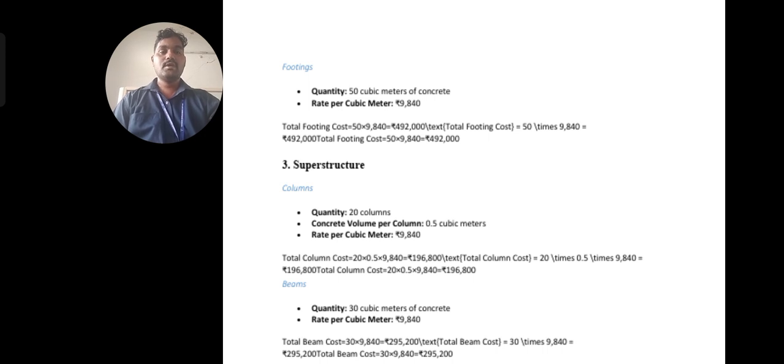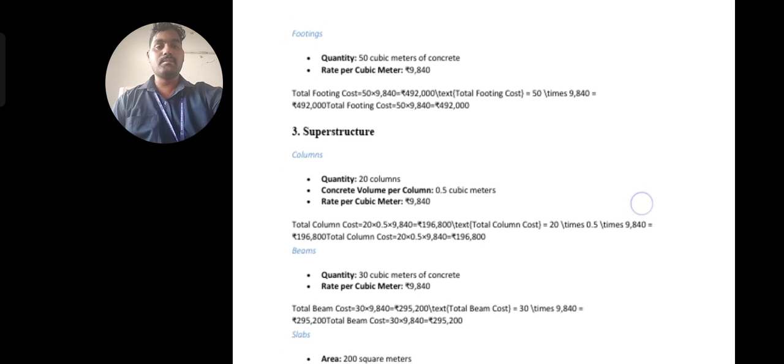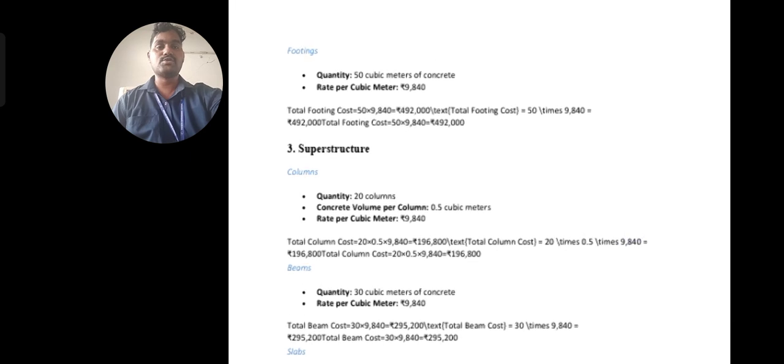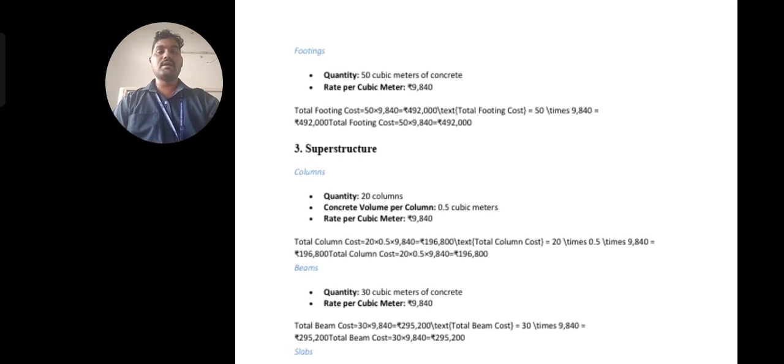Similarly, bricks are also calculated sometimes in the superstructure. So walls are there, for example a brick masonry you want to construct. In the brick masonry, you calculate the volume of the bricks, then total volume divided by one brick volume, you get the number of bricks. From that we calculate the cost of one brick, and then the total cost of the bricks required for the superstructure.